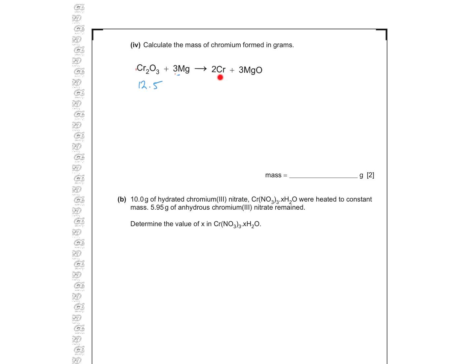I'm trying to work out the mass of chromium formed. So you can see it's a 1:2 ratio. Therefore, it's going to be 12.5 times 2, which equals 25. So that's how many moles of the chromium will be formed. Then I've got to convert that to a mass. So 25 times the RFM, the Mr of the chromium, which is 52. And that works out to be 1,300 grams.